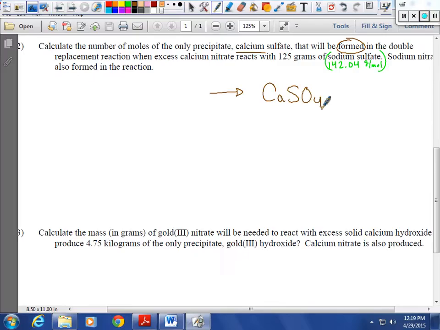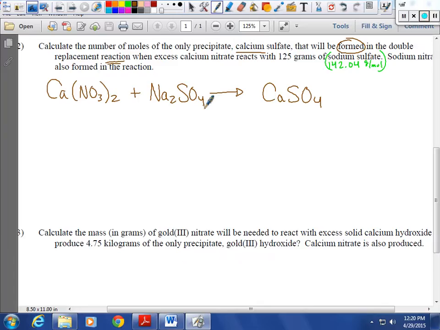That will be formed in the double replacement reaction when calcium nitrate, all right, so calcium is Ca2+, so I have Ca(NO3)2 reacts with 125 grams of sodium sulfate. So I have Na2SO4, correct? Now, if I just showed you this, could you predict what the other product was?